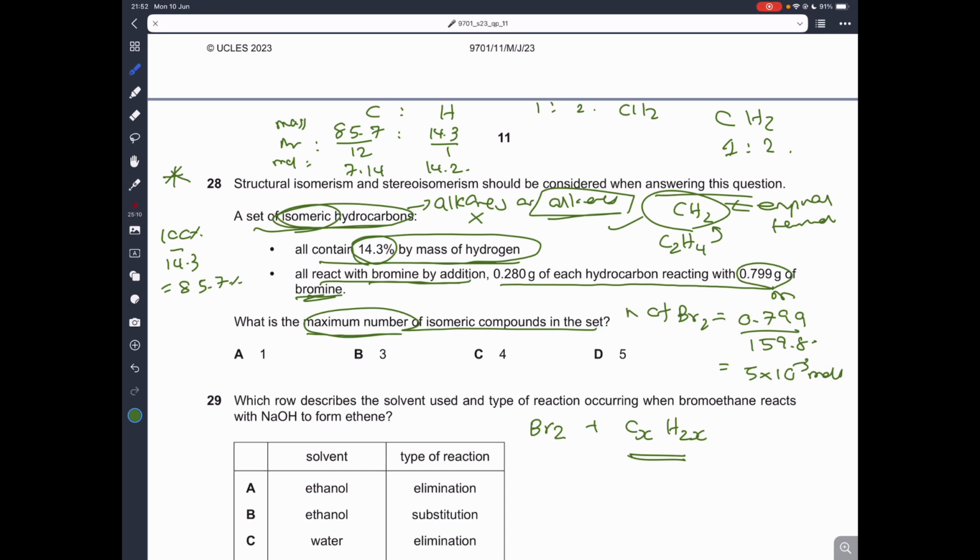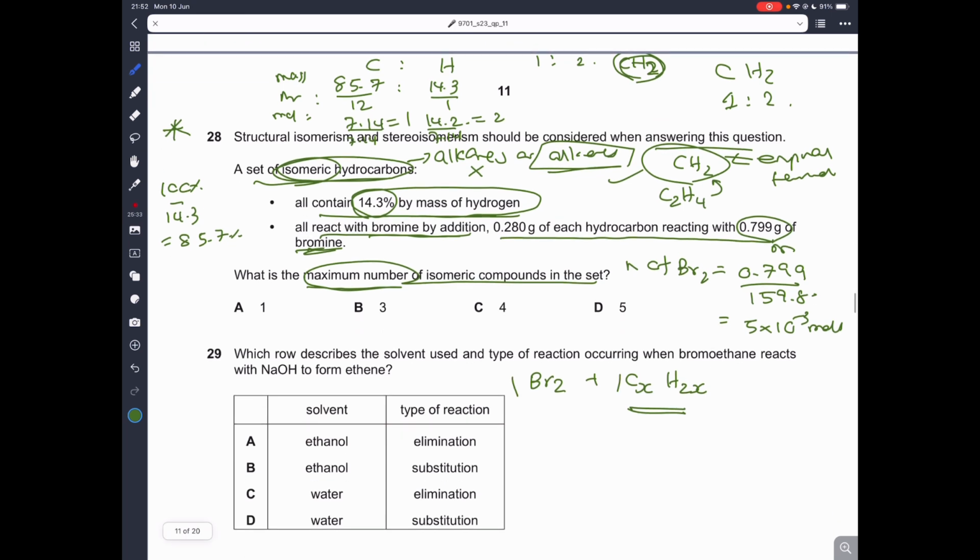If we divide by the smallest, which is 7.14, this is going to give us 1 and 2. So the empirical formula is going to be CH2. Okay. So if there is 1 mole of this, there will be 1 mole of this as well. So there will be 5 times 10 to the power minus 3 moles of this.